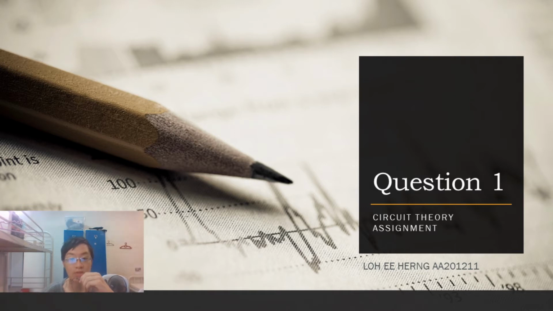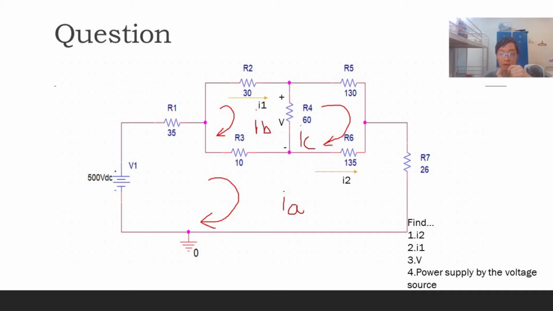Today I'm going to present the solution of our circuit theory group assignment question 1 and the simulation result of the circuit. In the diagram is the circuit that we need to solve. We need to find the currents I1 and I2. Other than that, we need to find the voltage of resistor R4 and the power supplied by the voltage source.